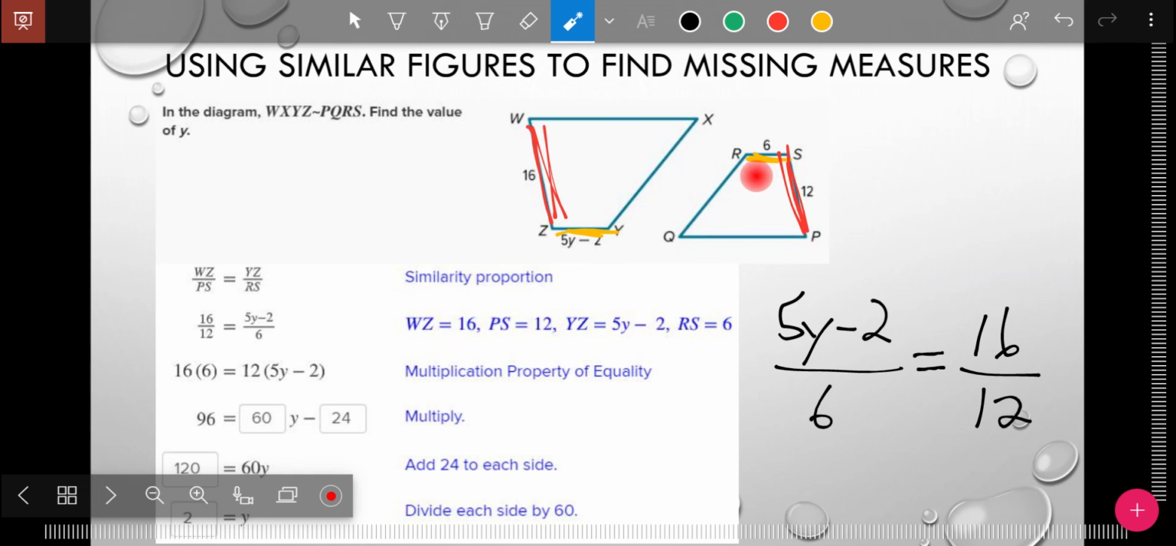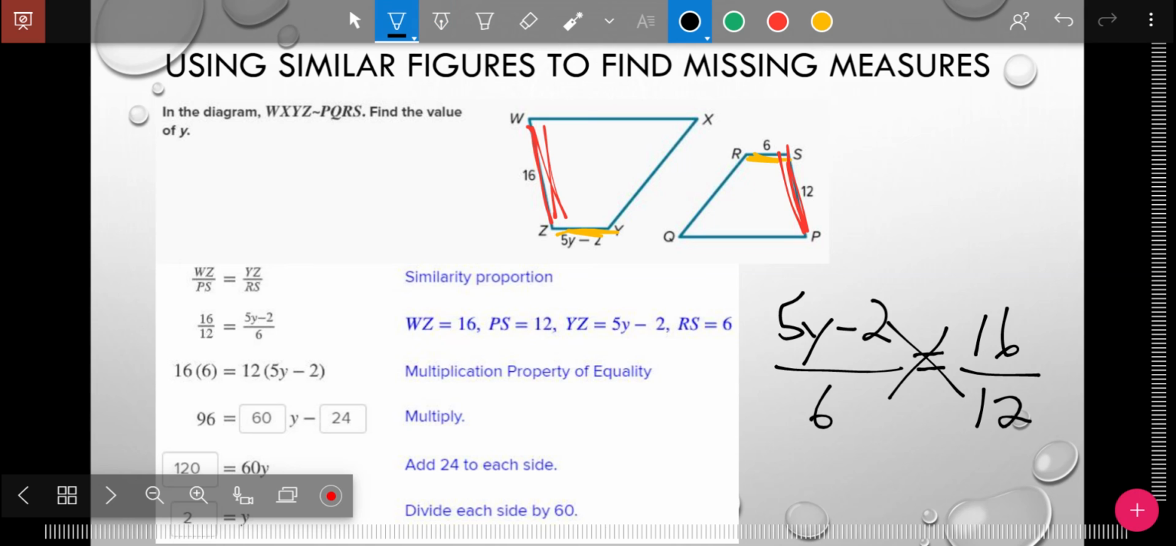I paired the yellow sides together. Now, because I put 5Y minus 2 on top, I have to put 16 on top from the same shape. If I put 6 on top, I would have to put 12 on top. So 5Y minus 2 on top, 6 on the bottom, so I went left to right. 16 over 12. Then hopefully you remember that you cross multiply.